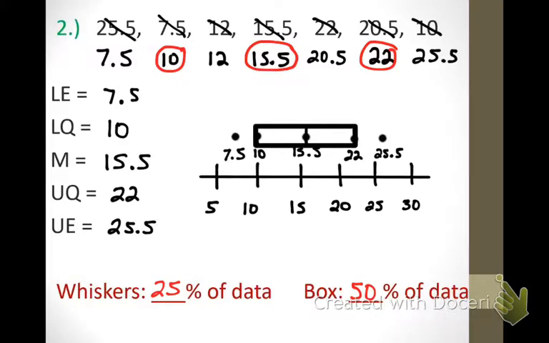Alexis, what do I have to do next? You have to connect. What are those parts of it called? The whiskers. We've got to make our whiskers, which go out to the lower extreme and the upper extreme. All right, now they call it a box and whisker plot, I'm guessing, because it can look a little bit like a cat. All right, so that is how you make a box and whisker plot. You don't need to draw the cat, though.